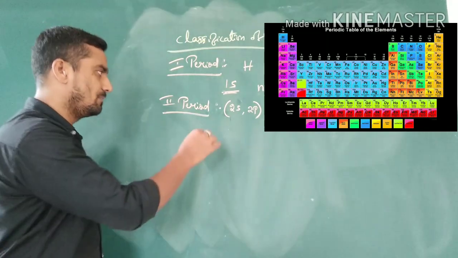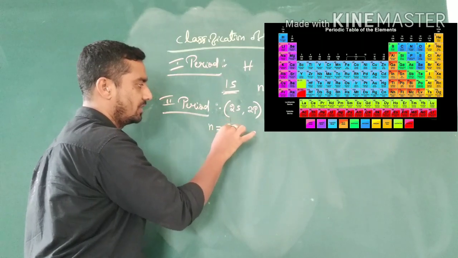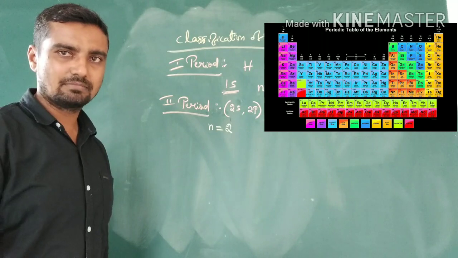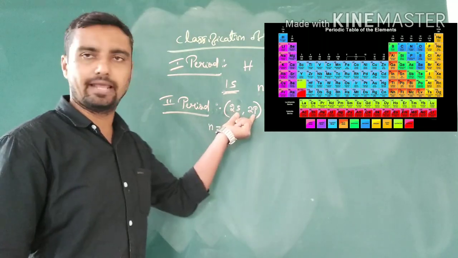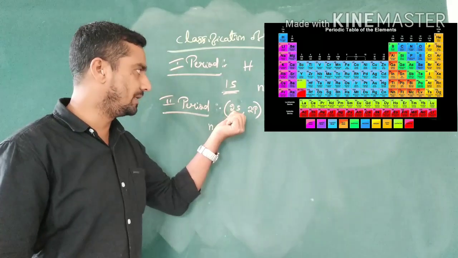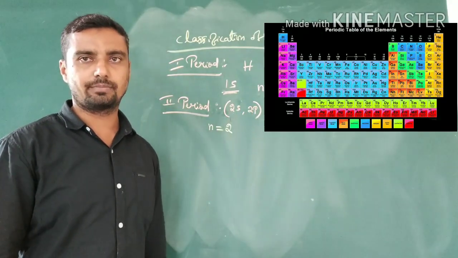The principal quantum number is 2. The maximum number of electrons filled is 8: 8 elements and 8 electrons, 2 from the 2s and 6 from the p orbital. Eight electrons are the maximum filled.